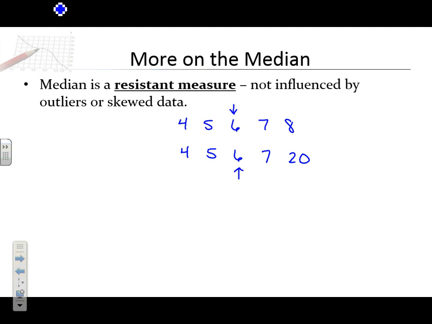We could do that with a low outlier as well. We could have said instead of 4, it's supposed to be like -5, okay? So it's not going to change what the median is. When we say something's resistant, if there are outliers or if there's skewed data, this is key here. If there is skewed data, the median is completely unaffected by that. It will not change because of those values. It's still the midpoint regardless of what you have going on. Okay? So median is resistant. It will not change because of outliers.